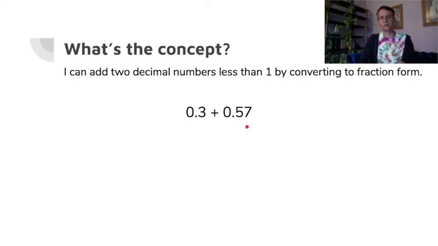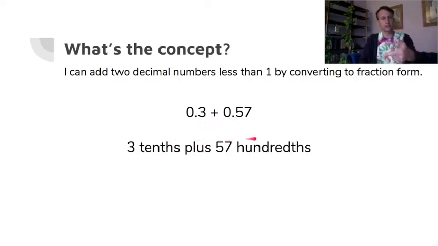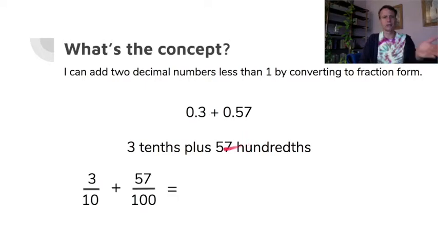Okay. How would we write these then as a fraction? Well, exactly what just came out of my mouth. 3 tenths plus 57 hundredths. There you go in unit form. 3 tenths plus 57 hundredths in fraction form.